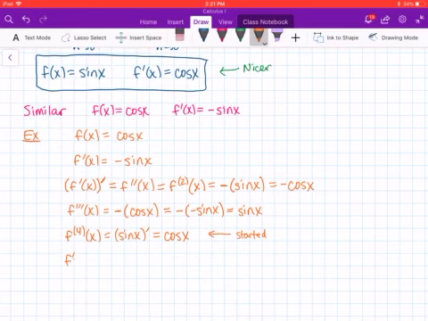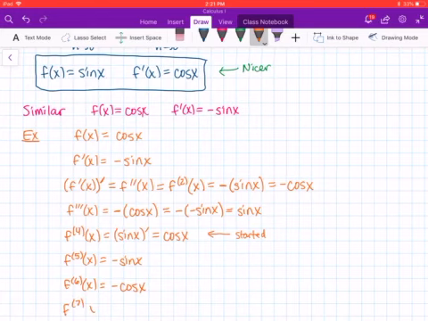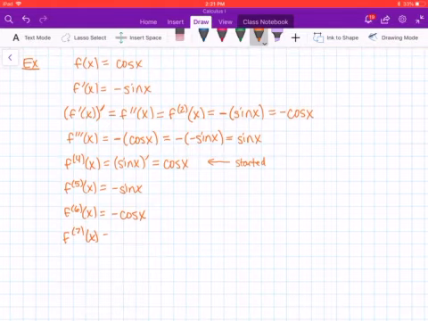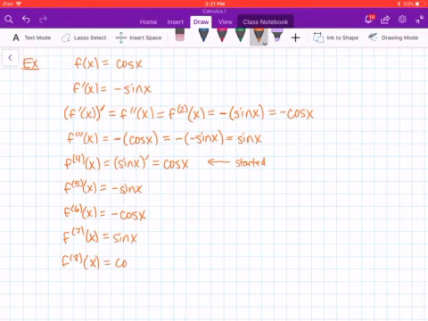So if we wanted to take the fifth derivative, we know exactly what it's going to be. We got negative sine x. If we wanted to take the sixth derivative, we know that it's the one after the negative sine x, which we got negative cosine x. And we see this nice repetitive pattern. And so the seventh derivative is going to be sine x, and then our eighth derivative is going to be back at cosine x.